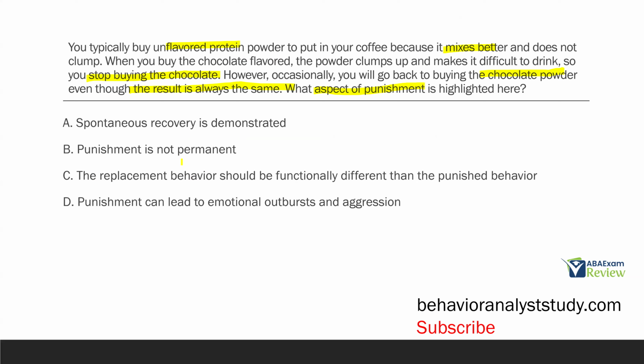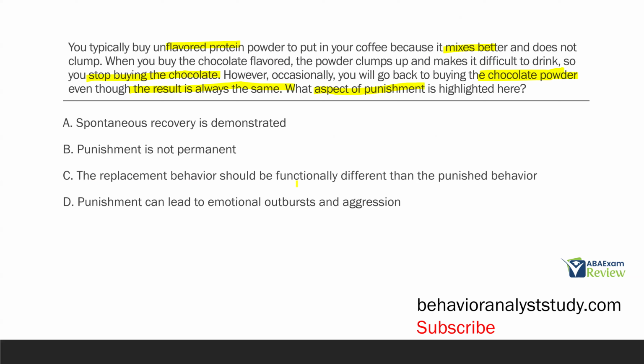Yes, one of the issues with punishment is it's not permanent. For one, punishment can lose its effectiveness over time. We can get resistance to punishment. They can build up a tolerance for punishment. Two, punishment is just not permanent like reinforcement is. And so over time, the effect of that punishment has faded. And so you go back to buying that same chocolate powder.